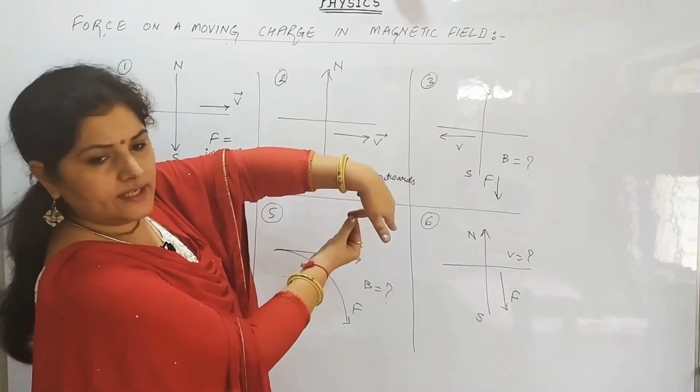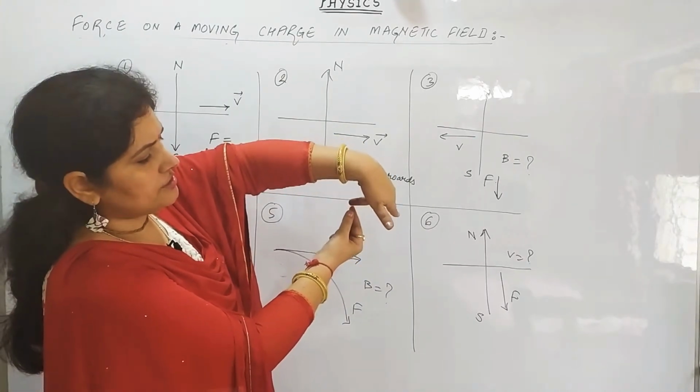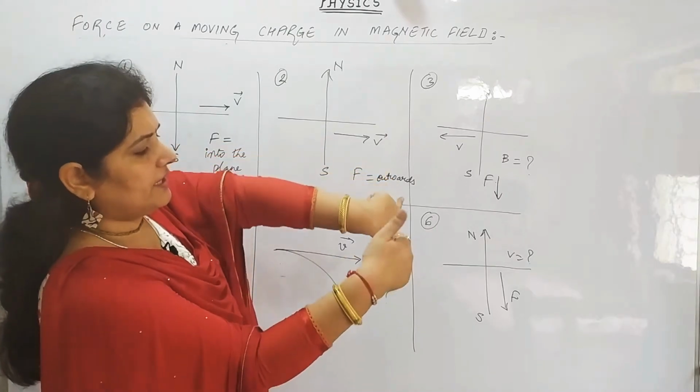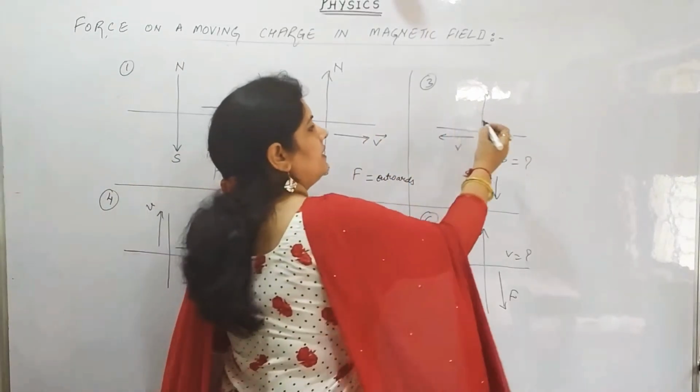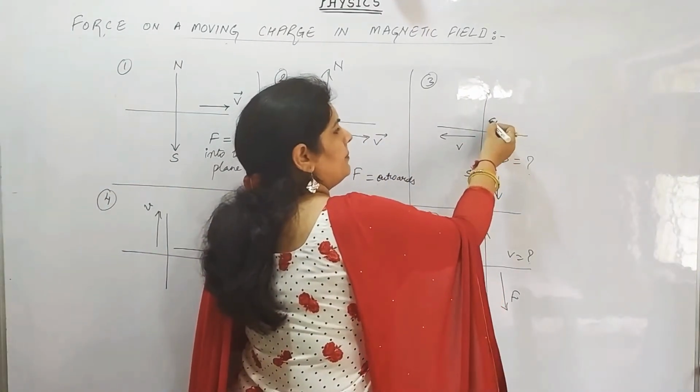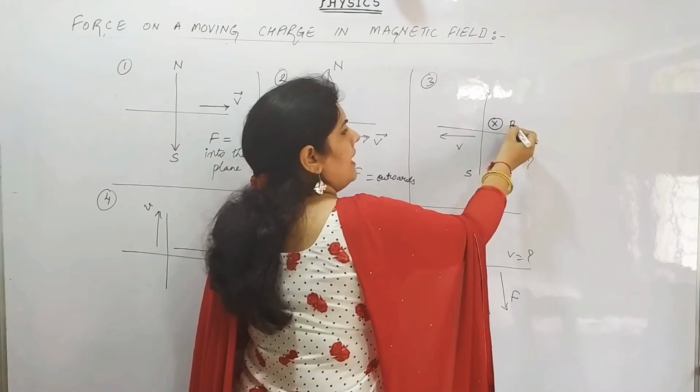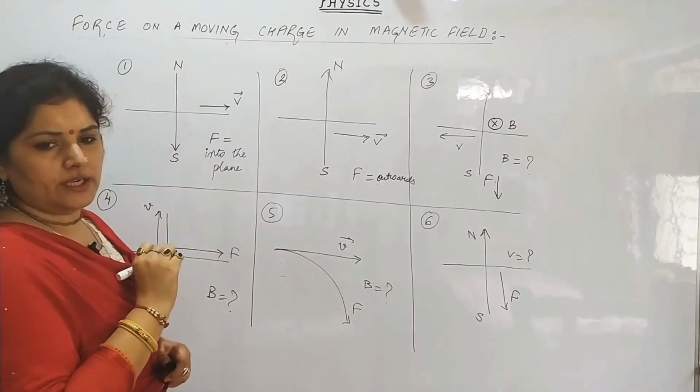Velocity is to the left side. Force is downward. So the magnetic field is into the plane of the paper. So what will be the direction of magnetic field? Into the plane of the paper. So we draw a cross, and this is the direction of the magnetic field.